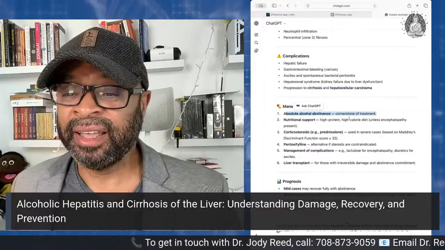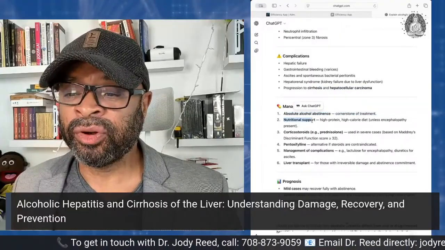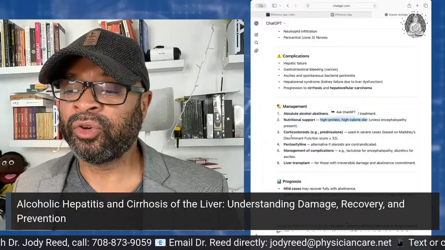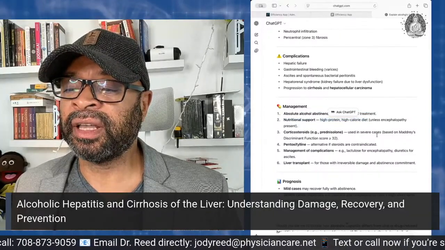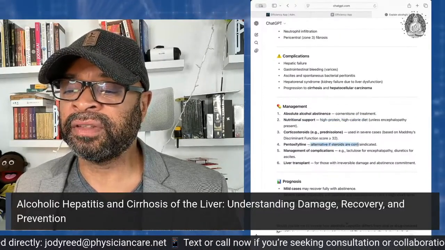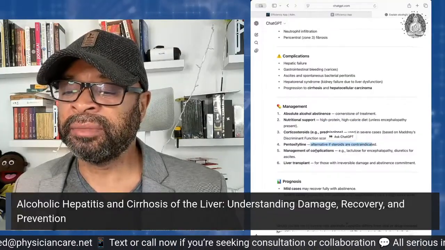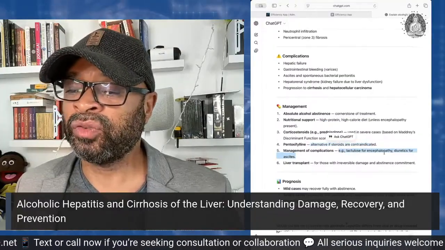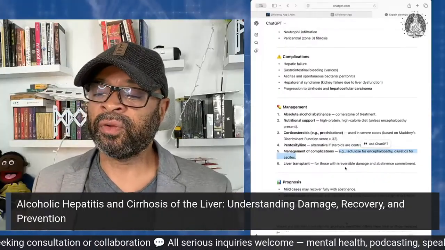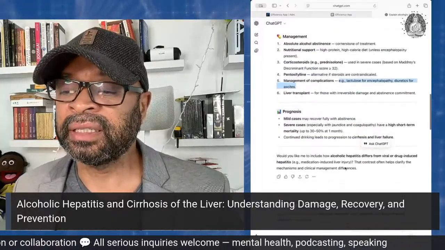Management: absolute alcohol abstinence is the course of treatment. Nutritional support, meaning a high protein, high calorie diet. Corticosteroids used in severe cases. Pentoxifylline, an alternative if steroids are contraindicated. Management of complications such as lactulose for encephalopathy, diuretics for ascites, liver transplant for those with irreversible damage and abstinence.